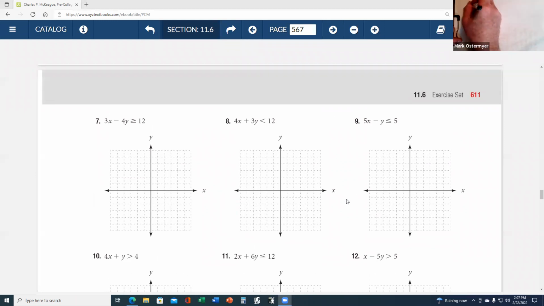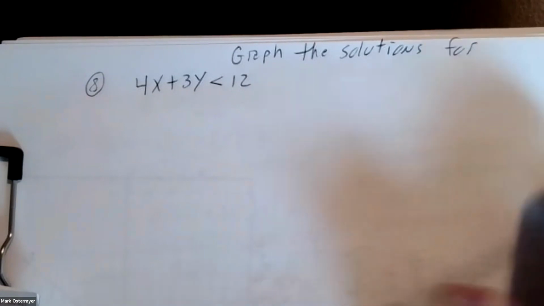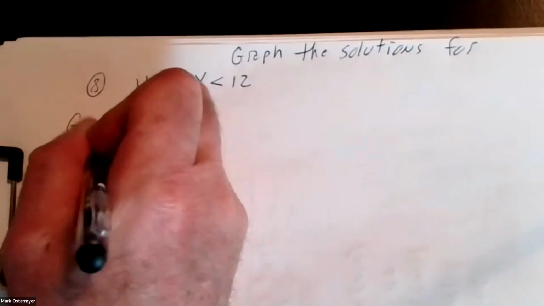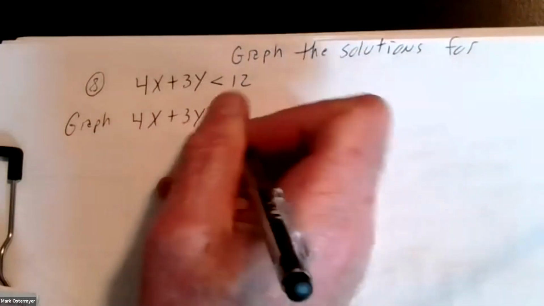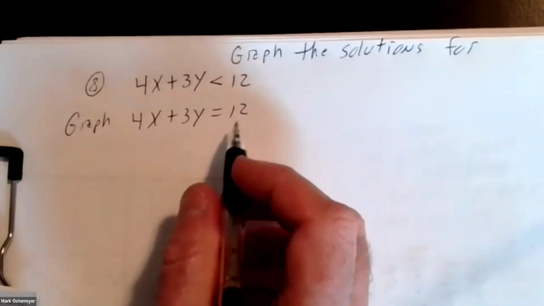All right, number 8, we have 4x plus 3y is less than 12. And we want to graph the solutions for this inequality, okay? So that's what we want to do. We want to graph the solutions for this inequality. So to do that, first we have to graph the associated equation. Got to graph this line first.